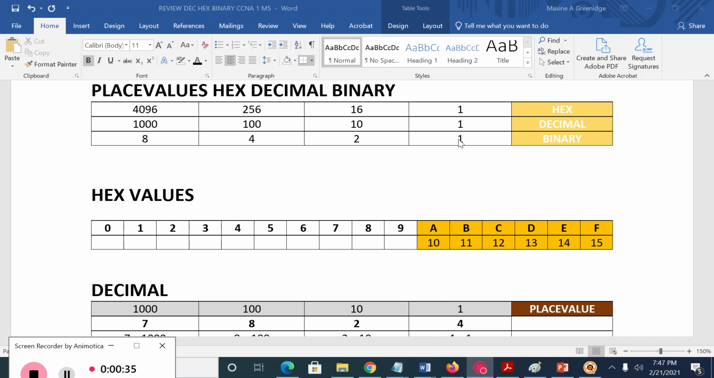For binary, the values are 1, 2, and it just keeps doubling as it goes to the left. All right, those are the values you must remember for hex, decimal, and binary. Everyone, 16 to the power of 0 is 1, 10 to the power of 0 is 1, 2 to the power of 0 is 1. And then the hexadecimal values from 0 through 9 and A through F.